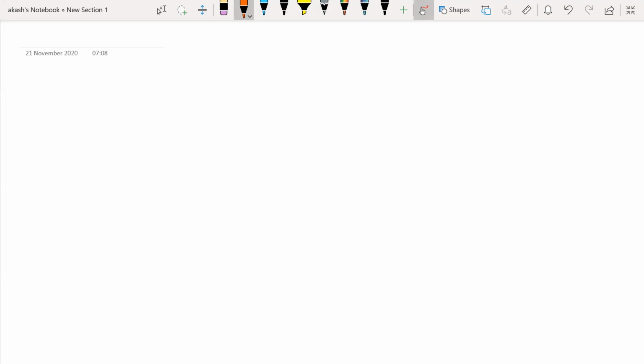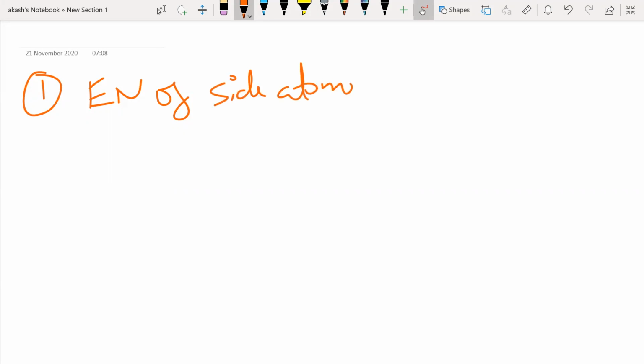At the last, I told you that I'll be giving you the shortcuts to compare the bond angles. So the first one you have to remember is electronegativity. Electronegativity of the central atom, or now we'll take the bonding atoms, the electronegativity of the side atoms. So if you look at the example, say I had NH3 and I had NF3.